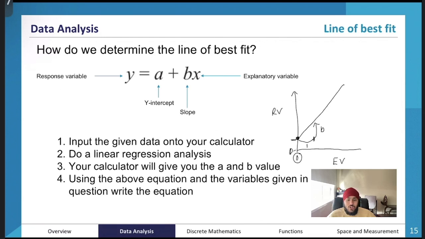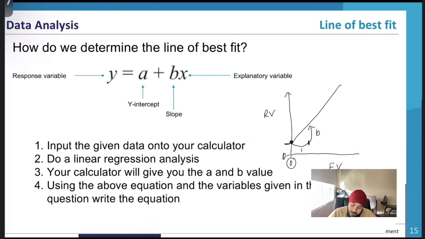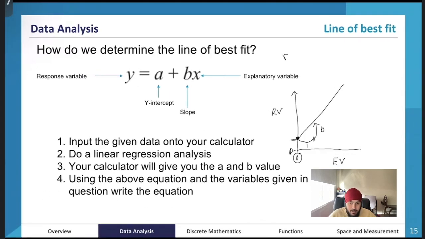So once you've determined that A and B value, another thing your calculator will also tell you is the R value. So remember from the previous slide, we looked at what the R value means. So your calculator will also spit this out and it will tell you what that R value is when you do a linear regression analysis. So very useful, it will tell you the A value, the B value, and the R value.